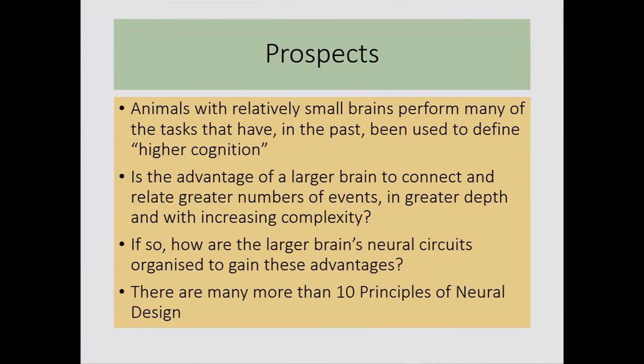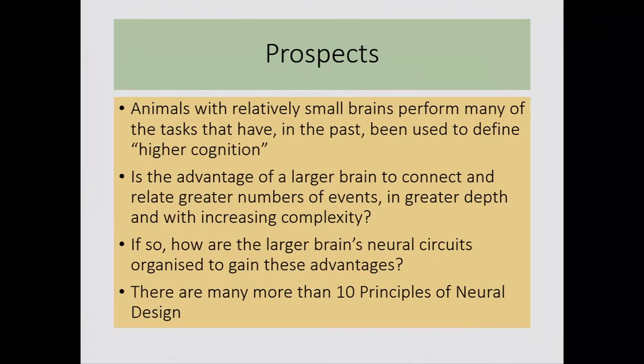Some of these behavioral tasks or behavioral capabilities have been used by people who think about the evolution of cognition. They've used these to define higher cognition. So what constitutes higher cognition, if we think of it as what we refer to ourselves as having, is brought into some doubt. And in fact, I think that many of the computations which are required to process information effectively are present in very small circuits. As I've shown, you can make statistically well-informed decisions and so on. So perhaps the advantage of a bigger brain is that you can connect and relate greater numbers of events in greater depth and with increasing complexity.